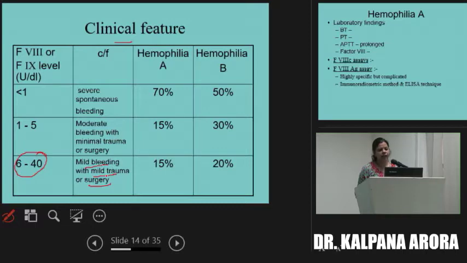Hemophilia A is seen at 15% and hemophilia B at 20%. Whereas when the factor level falls to less than 1%, then only the person will have spontaneous bleeding. Otherwise, it would be normal. Otherwise, only trauma or surgery will precipitate bleeding. There won't be any spontaneous bleeding.